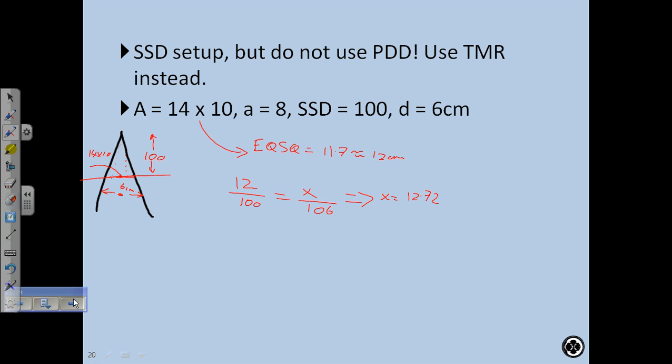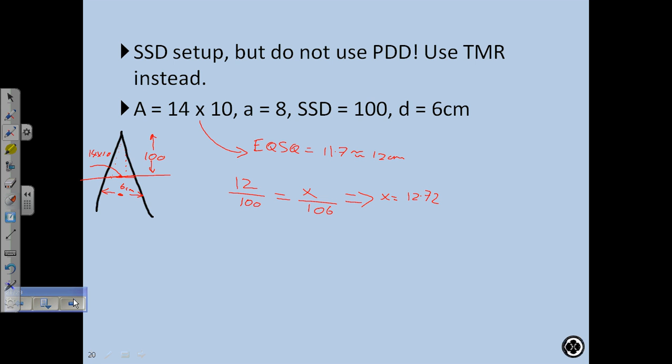So, if this were an SAD setup, would the MUs be higher or lower for the same dose? Before we go on to calculate this, do we expect the MUs to be higher or lower for the same dose? Lower, if this were an SAD, right? Because we're closer to the source. So what's the difference between this and an SAD setup? It's just the distance of the source.